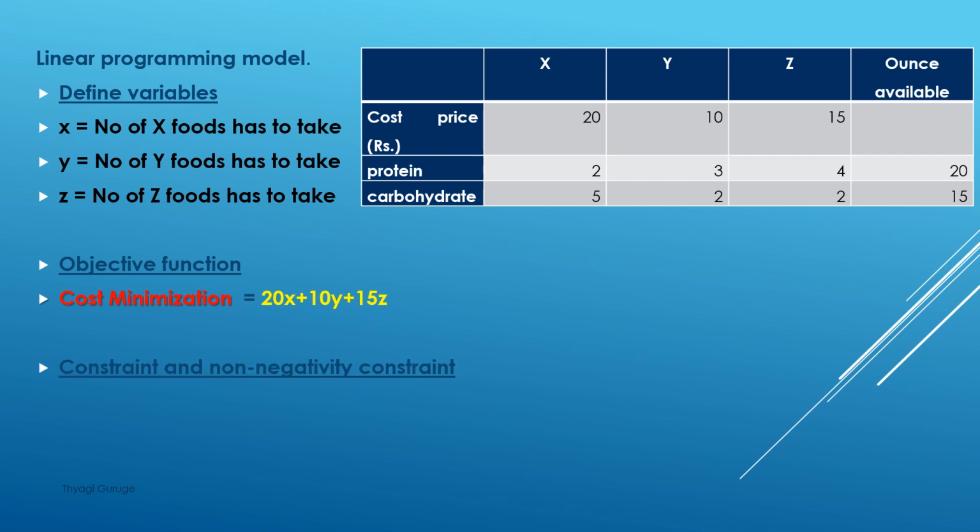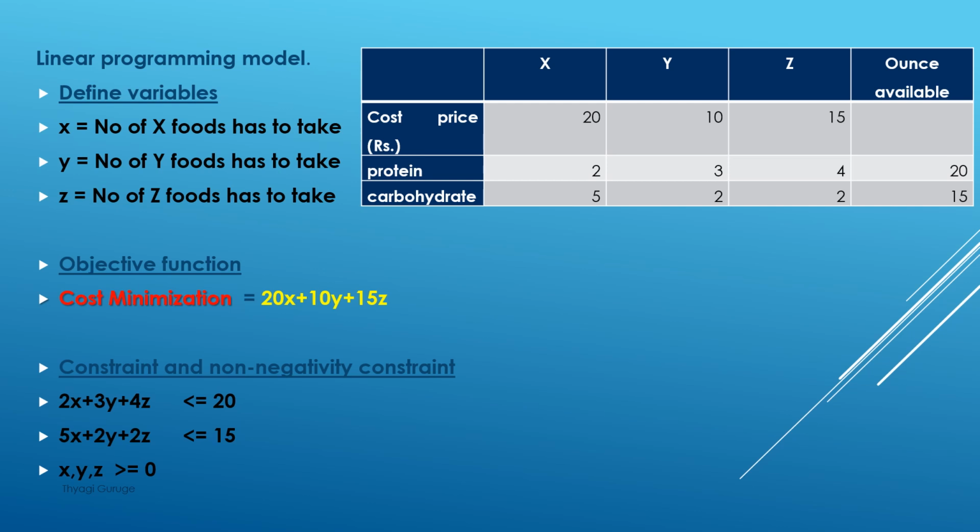Now let's look at the constraints and non-negativity constraints. Even though we can take X, Y and Z, there is a limitation of protein and carbohydrate intake. Therefore, the protein intake should be a combination of 2x plus 3y plus 4z, and it should not exceed 20 ounces. And the carbohydrate intake is limited to 15 ounces and it is a combination of 5x plus 2y plus 2z.